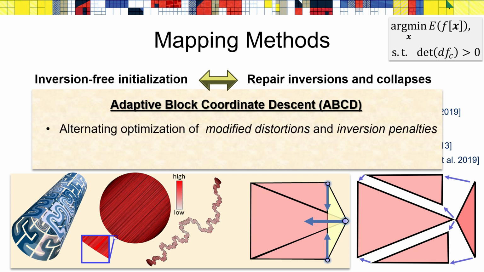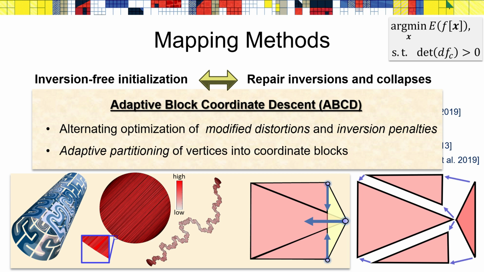The first idea is an alternating optimization of newly proposed distortions that penalize invalid elements and of standard distortions modified in such a way that we both can fix existing invalid elements and prevent generation of new ones. The second idea is an adaptive partitioning of vertices into coordinate blocks according to the geometric configuration of the problem. So let's start with the first contribution of our method and explain how distortions are modified in ABCD.